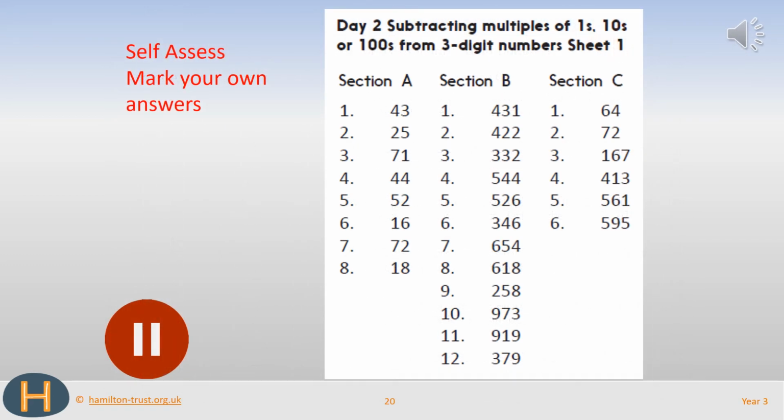So here are your answers where you can self-assess and mark your own. Each section is out there ready for you, section A, section B, and section C. Any questions that you got wrong, don't forget you can rewind this video and go back to the beginning and you can watch how to do it again. Then may I suggest that you go back and have a go at the questions again, using the place value grid to help you, so that you can have a go and challenge yourself at correcting any mistakes.